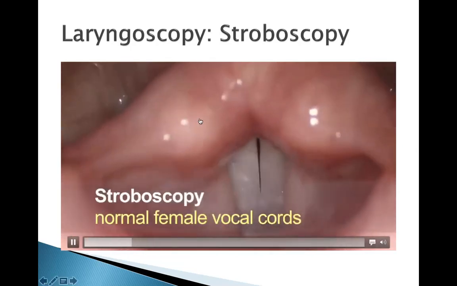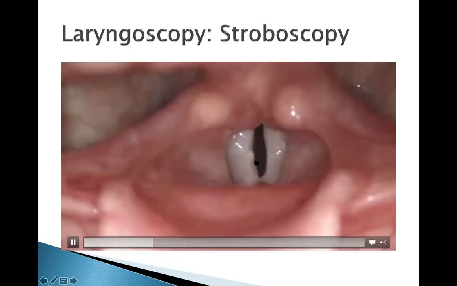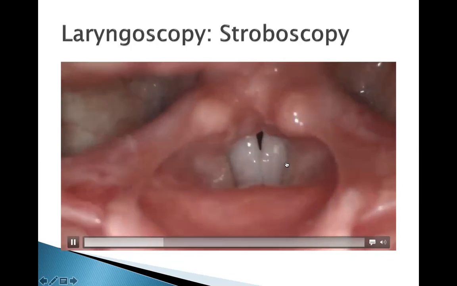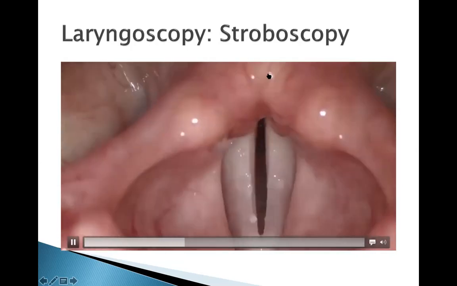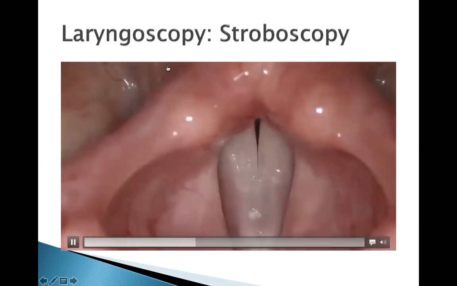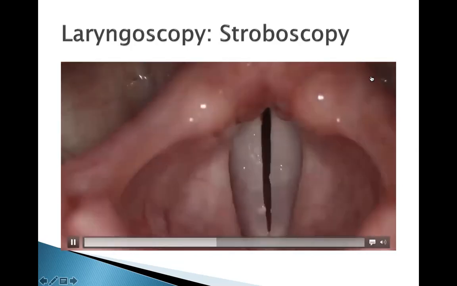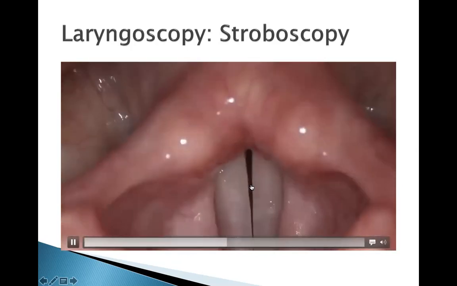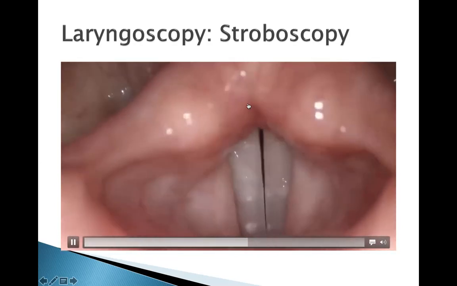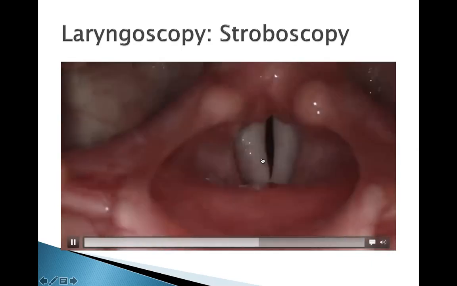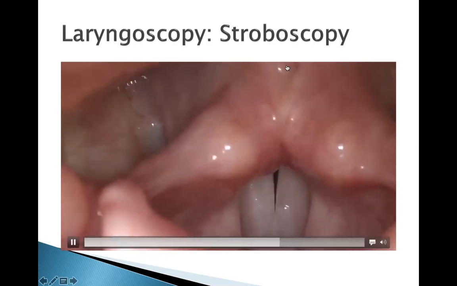So again, these are the cuneiforms right there. You can see the true vocal folds, false vocal folds. Here's your epiglottis. Back here, these are the corniculates. And if we were to pass back here, hopefully we'll get another view. That's the opening to the esophagus. So notice the opening here, that's the glottis. The arytenoids are pulled inward to bring the vocal folds in the path of sound. And that's the esophagus back there.